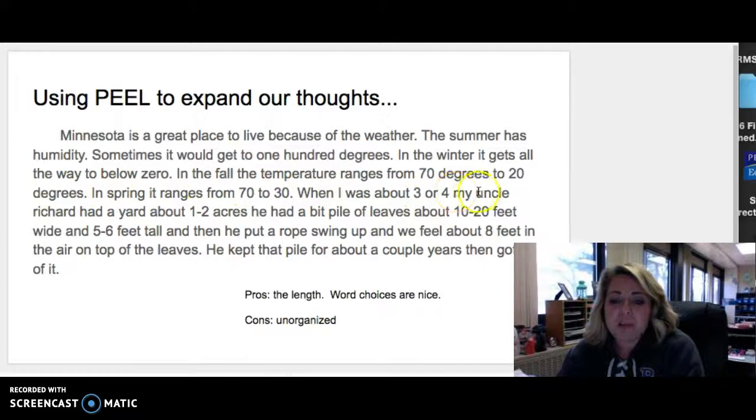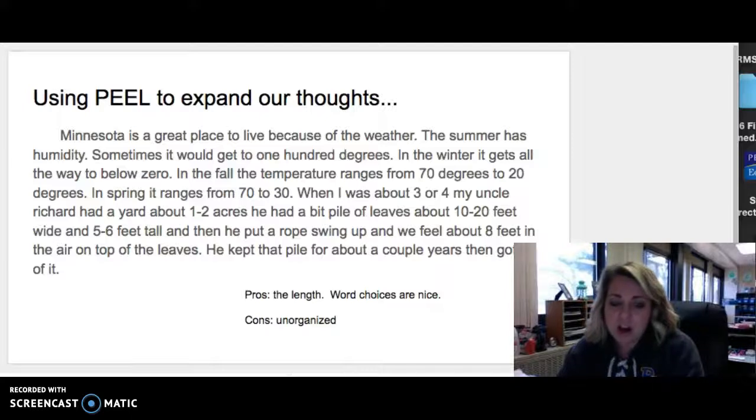When I was about 3 or 4, my Uncle Richard had a yard about 1 to 2 acres. He had a big pile of leaves about 10 to 20 feet wide and 5 to 6 feet tall. And then he put a rope swing up, and we fell about 8 feet in the air on top of the leaves. He kept that pile for about a couple of years, then got rid of it. And that's the end of the paragraph.